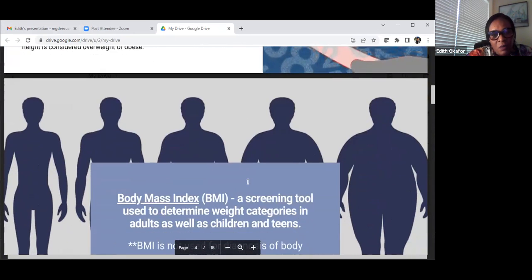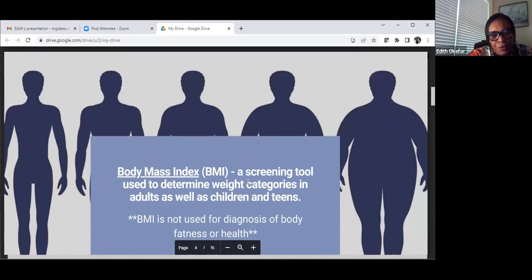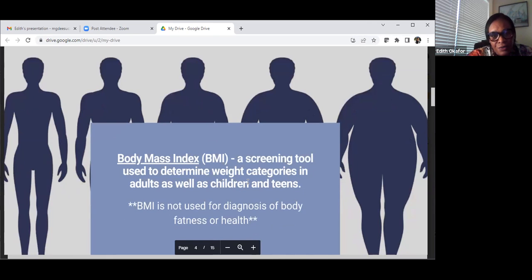Now, let's look at what are the tools we use to screen out people who are obese. We don't use this screen to diagnose obesity or overweight. We just use it to screen, okay? So it's called body mass index. It's a screening tool used to determine weight categories in adults as well as children and teens, okay?